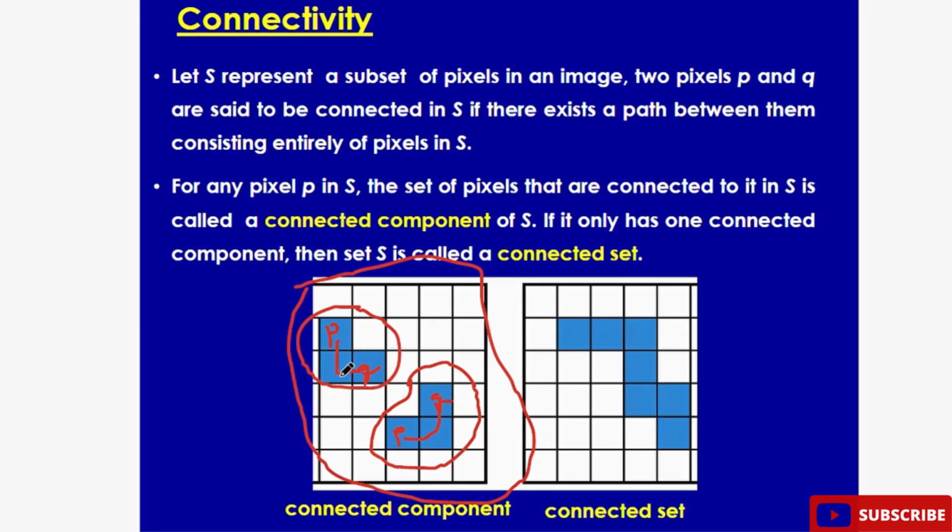Now the number of pixels that are connected in S is called a connected component. This is one connected component and this is another connected component. Here this image is having two connected components. Suppose the image is having one connected component like this, you consider this as P and this as Q, and there exists a path like this. Then if the image consists of only one connected component, that is called a connected set. So this is about connectivity.